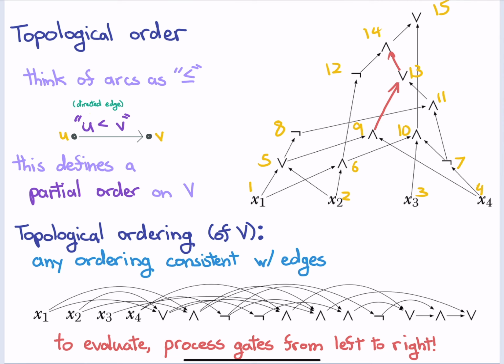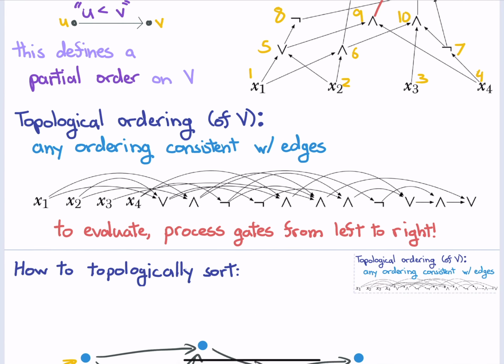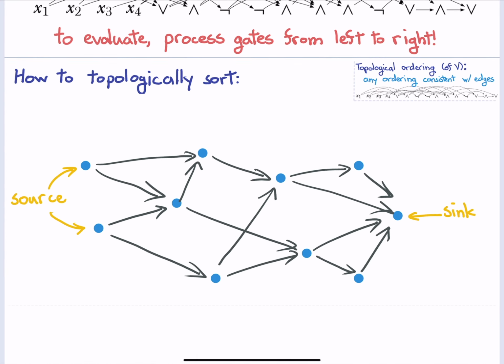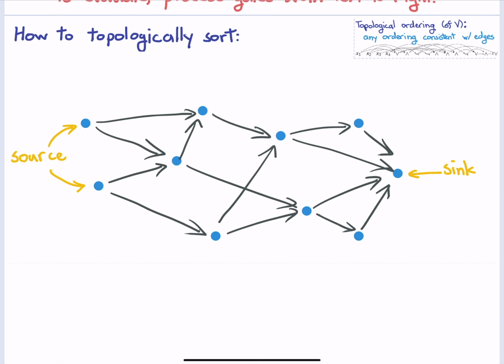Okay, so it's very intuitive, right? It's just taking that bottom-up ordering and listing it from left to right. At some level, then, the question becomes how to compute a topological ordering, how to topologically sort a graph with no cycles.